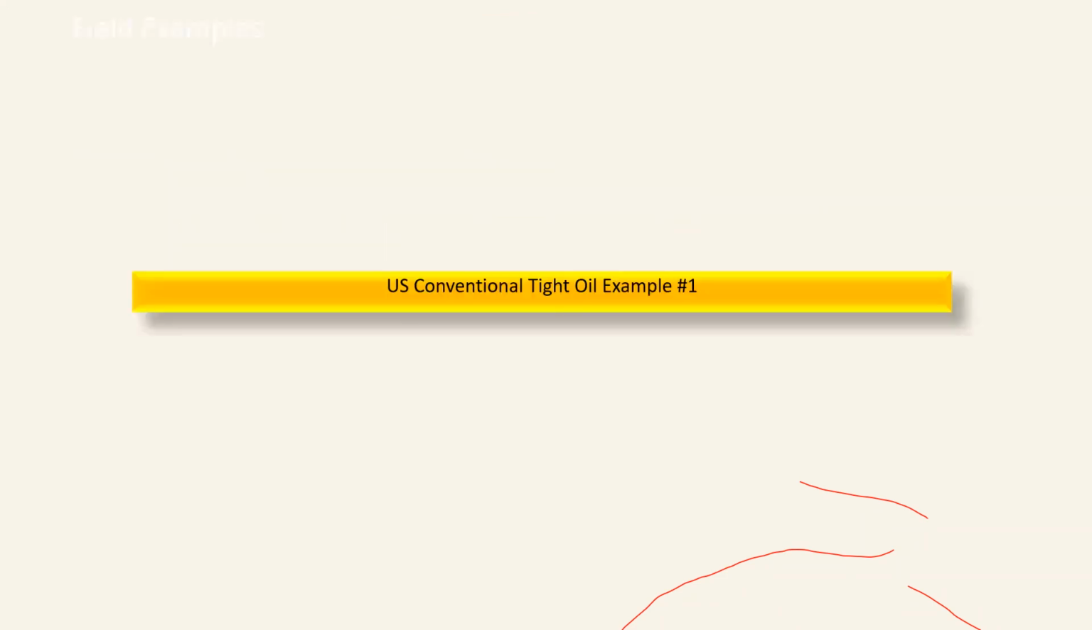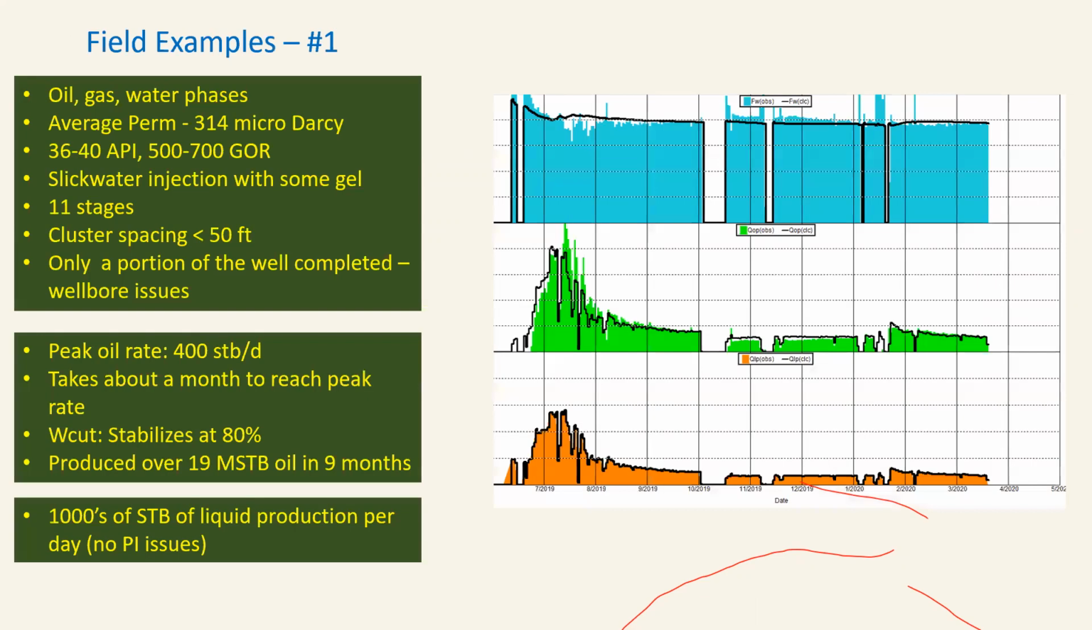So let's go through some examples of tight oil in the United States. And these are going to be kind of grim. This first example is about a 0.3 millidarcy reservoir with 36 to 40 API oil, 500 to 700 GOR, an 11-stage slick water job with some gel, a pretty tight cluster spacing, though only part of the well is completed because they were having some issues while drilling it. In this particular case, the well peaks at 400 barrels per day of oil production.